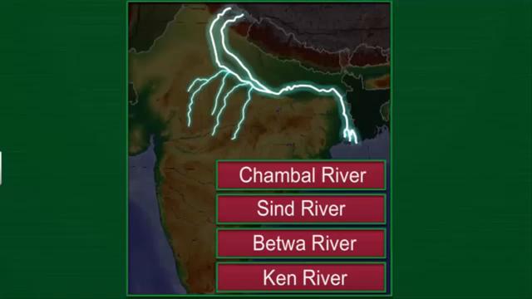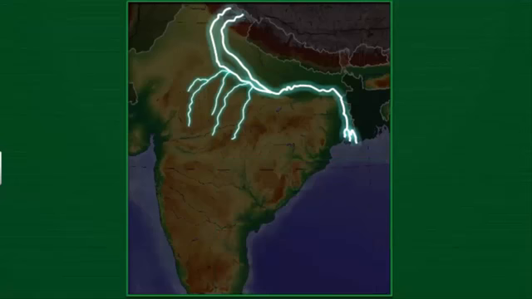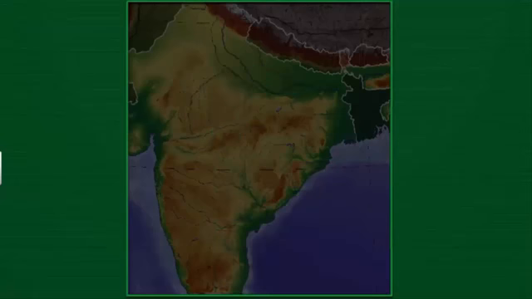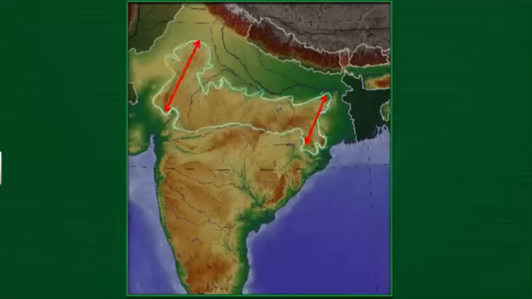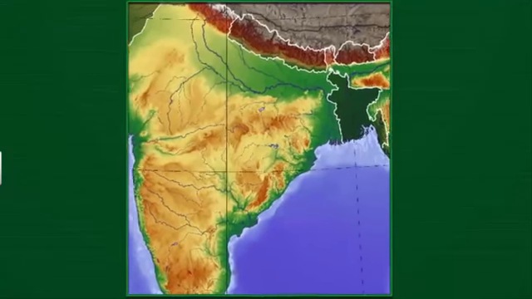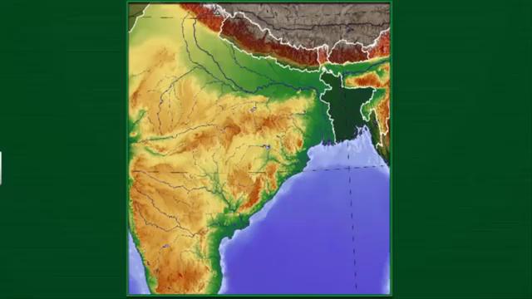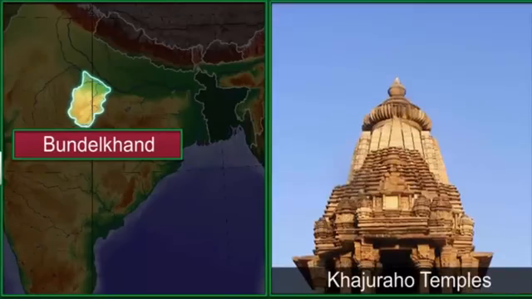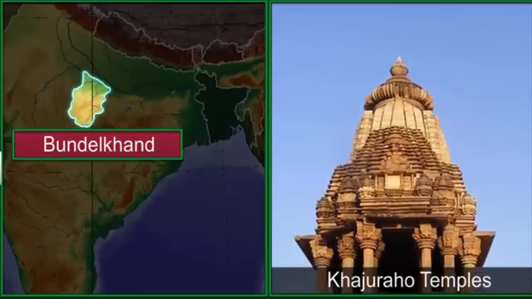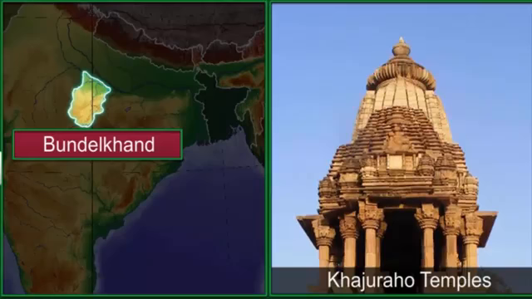If you observe the layout of the Central Highlands on the map, the highlands seem to be wider in the west than in the east. Let's move eastwards in the Central Highlands. You may have heard of Bundelkhand. The famous Khajuraho temples are in this part of the country. Bundelkhand is the local name for the eastward extensions of the Peninsula Plateau.